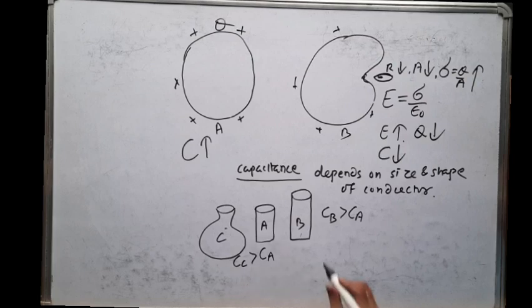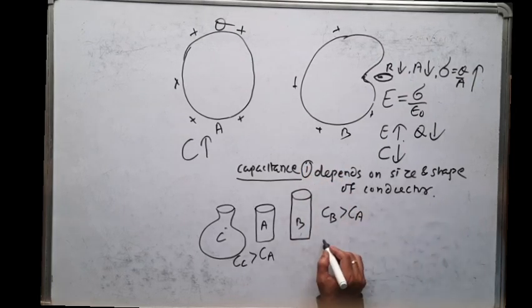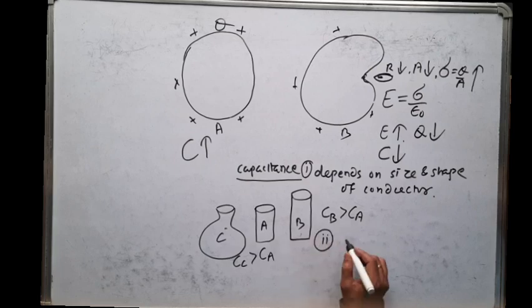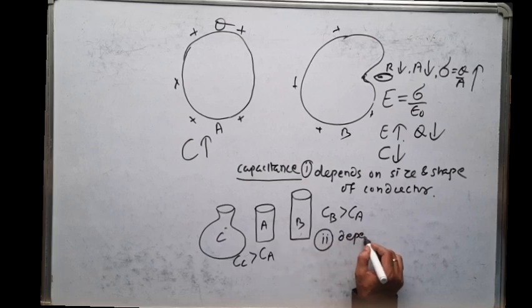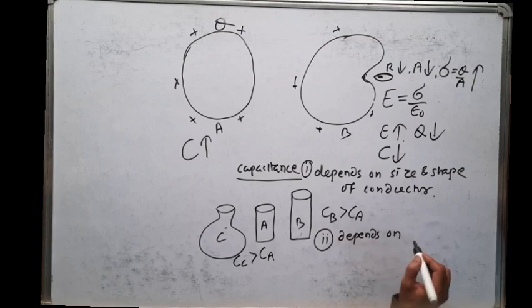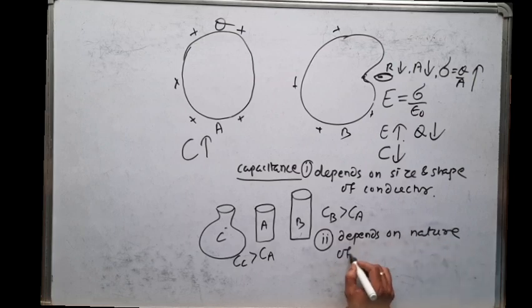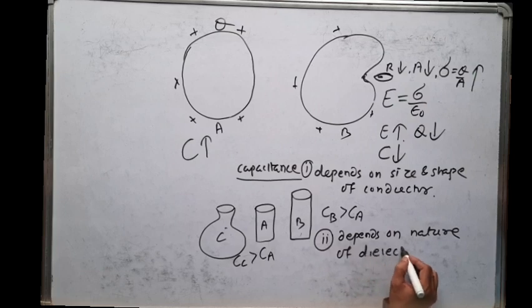Now, the second factor: the first is that it depends on the size and shape of the conductor, and capacitance also depends on the nature of the medium, the nature of the dielectric medium.